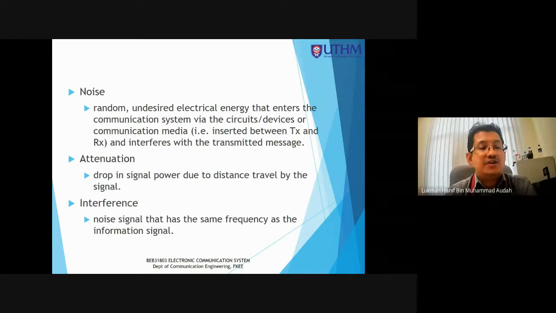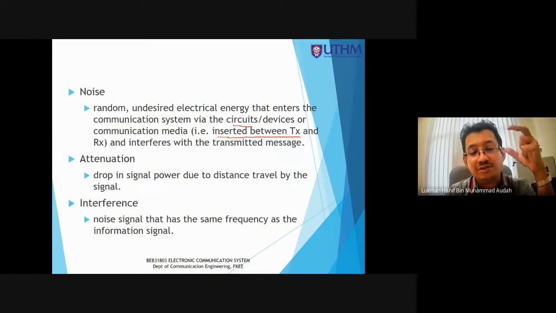Okay, noise. What is noise? Noise is a random, undesired electrical energy that enters the communication system via the circuits or device or communication media. So it can be in the system, it can be in the media or in the medium. Okay, inserted between transmitter and receiver, which is in the channel. Okay, ini dalam channel. So dia boleh jadi dalam sistem atau dalam channel.